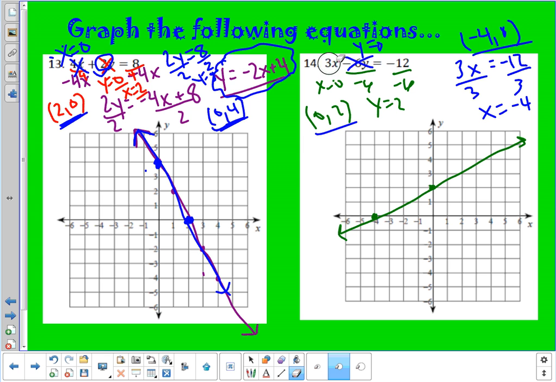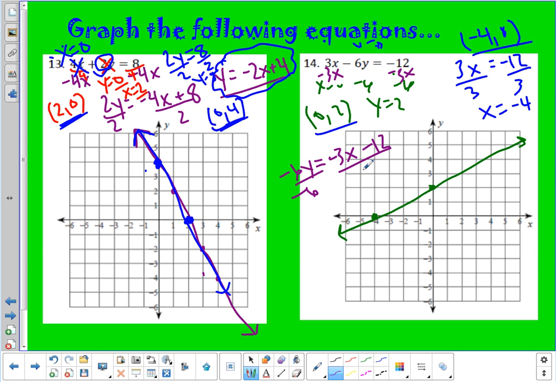Let's get rid of this stuff so we can see the original equation. I can put it in slope-intercept form, which means I would subtract 3x, and I'd have negative 6y is equal to negative 3x minus 12, and then divide by negative 6. That gives me y is equal to negative 3 divided by negative 6, which is positive 1/2. That's 1 over 2, and negative divided by negative is positive. So positive 1/2 x, and then negative 12 divided by negative 6 is positive 2.